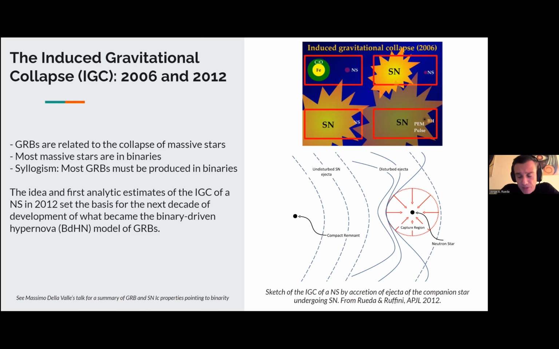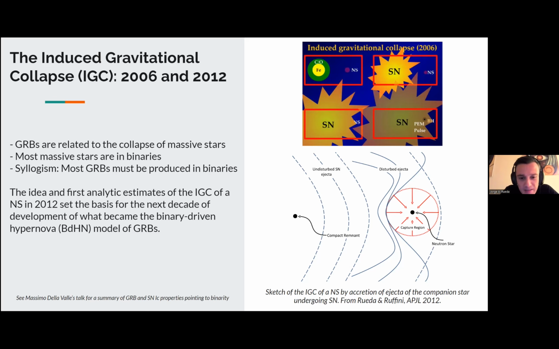From the stellar evolution, generally astrophysical point of view, we know that GRBs are related to the collapse of massive stars. This is a general idea that comes from the GRB energetics and from all the properties of GRBs, and I think the entire community agrees with this. The most massive stars are in binaries, as Massimo recalled yesterday. So as a syllogism, with these two premises, we have to conclude that most GRBs must be produced in binaries. I don't want to be sharp, so I put most, not all; we don't know, but it could actually be that all GRBs are produced in binaries.